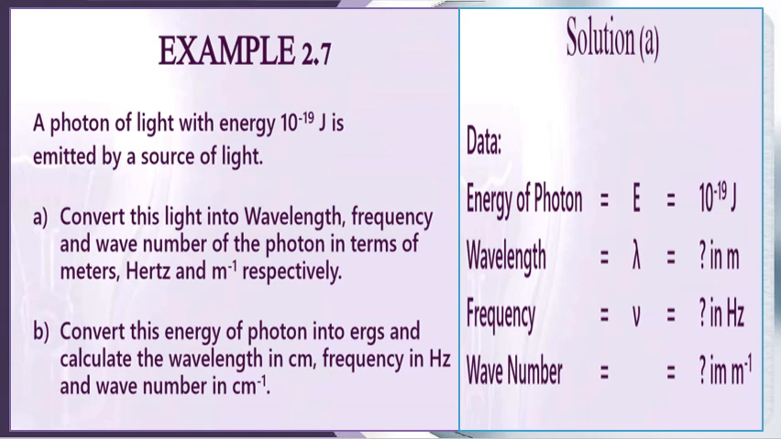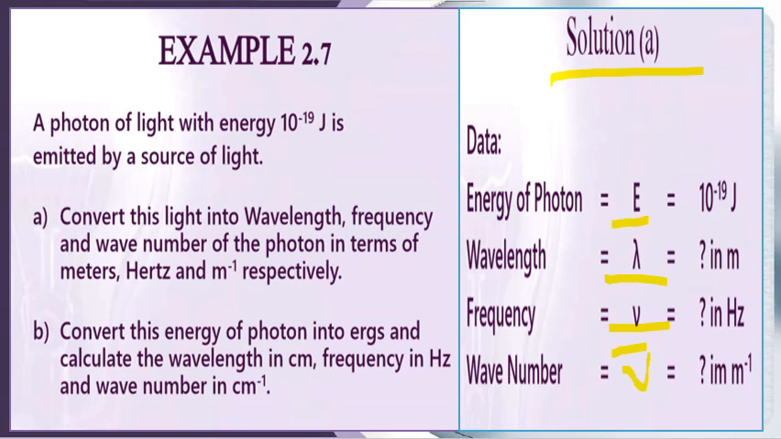It is given. Energy of photon is given, that is represented by E. It is 10 to the minus 19 joules. You have to find out lambda, that is wavelength, frequency, that is nu, and nu bar, that is the wave number. Now the units are also being mentioned here.